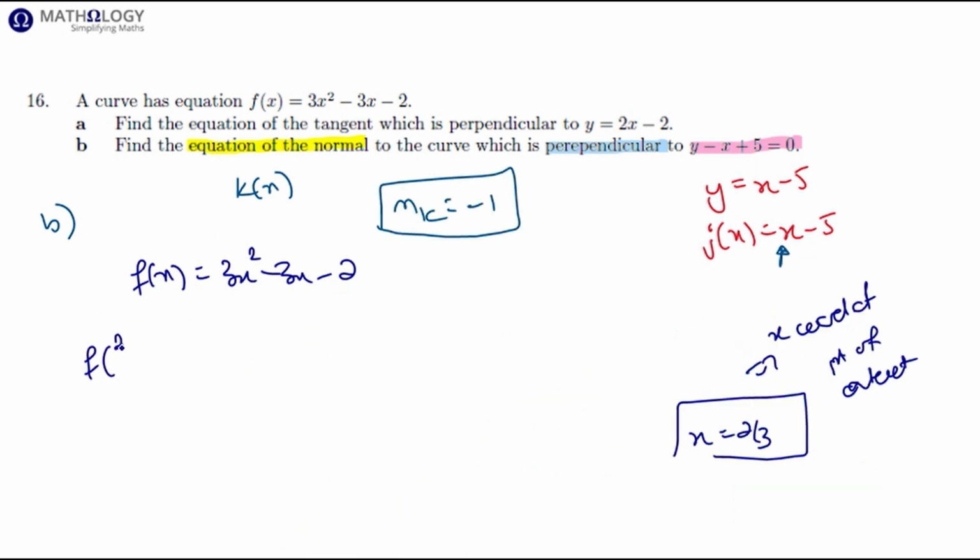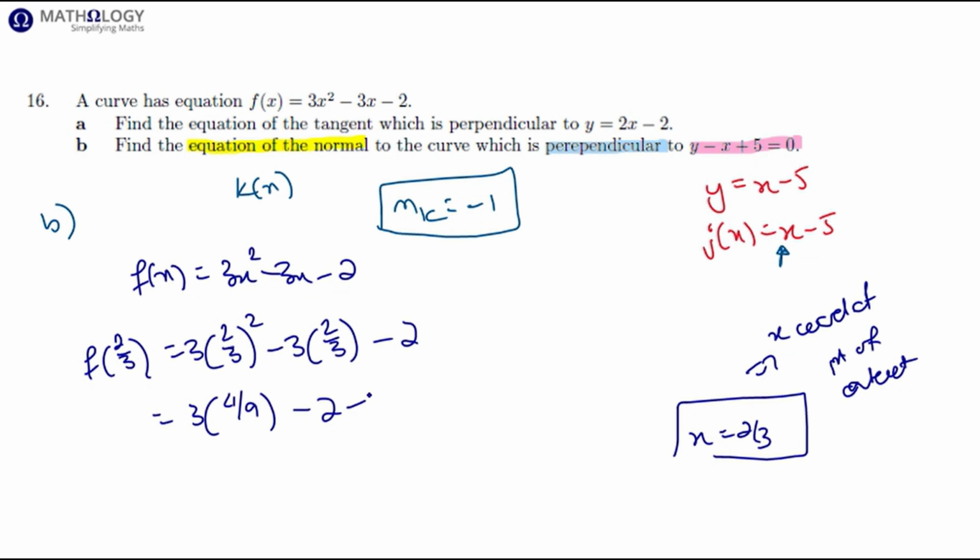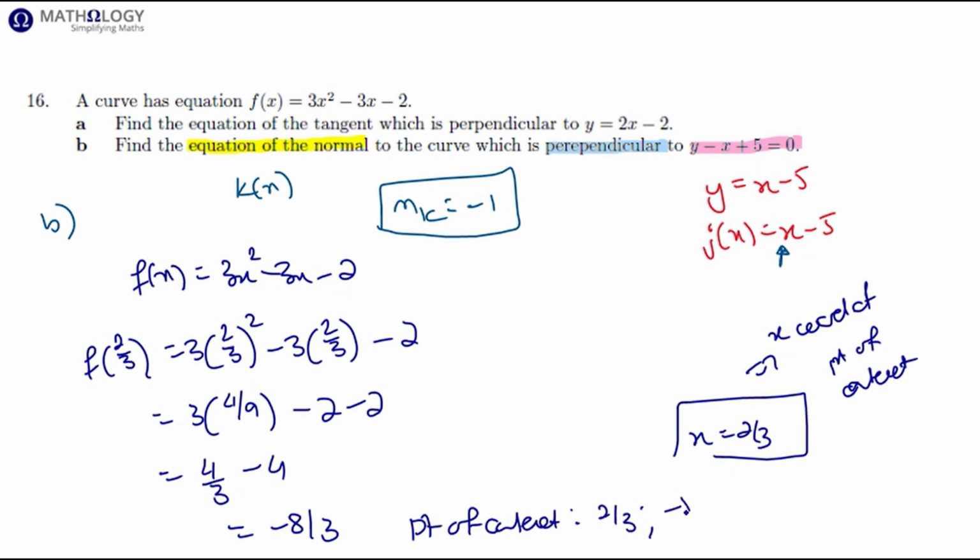So f of 2/3 is 3 times 2/3 squared minus 3 times 2/3 minus 2. That's 3 times 4 over 9 minus 2 minus 2. That will be 4/3 minus 4, which is minus 8 over 3. So the point of contact between the tangent and the curve is the point (2/3, -8/3).